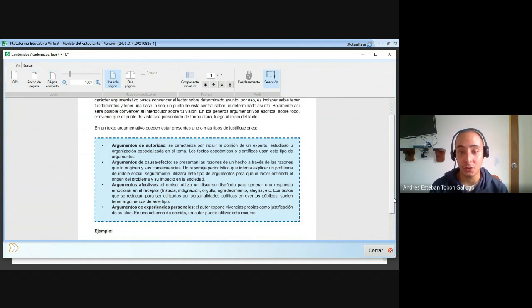Okay, arguments of cause and effect, when we present some reasons and some background in order to inform our position. For example, in news reports, where they try to explain a problem, the beginning of the problem and how it has evolved. In those cases, we use this kind of arguments in order to understand the origin and, of course, the impact the problem is having in society.